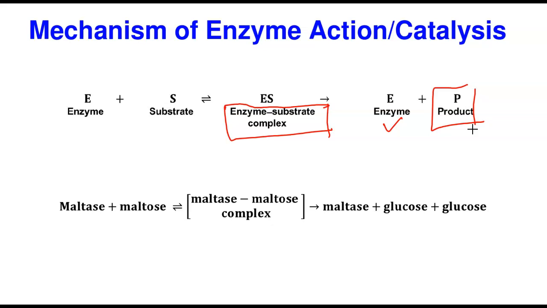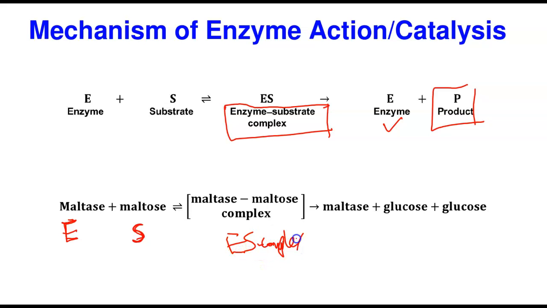And I have a good example here. Maltase. Maltase is a digestive enzyme that acts on maltose. Look at what happens here. This is the enzyme, E. This is the substrate, maltose. It interacts with maltose, and forms the maltase-maltose complex. Let me start again. The maltase is the enzyme. It interacts with the maltose, which is the substrate, to form the maltase-maltose complex, which is the ES complex.